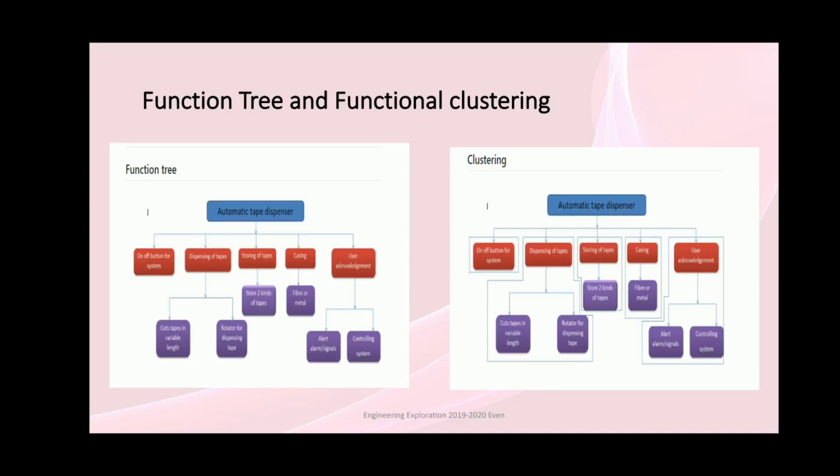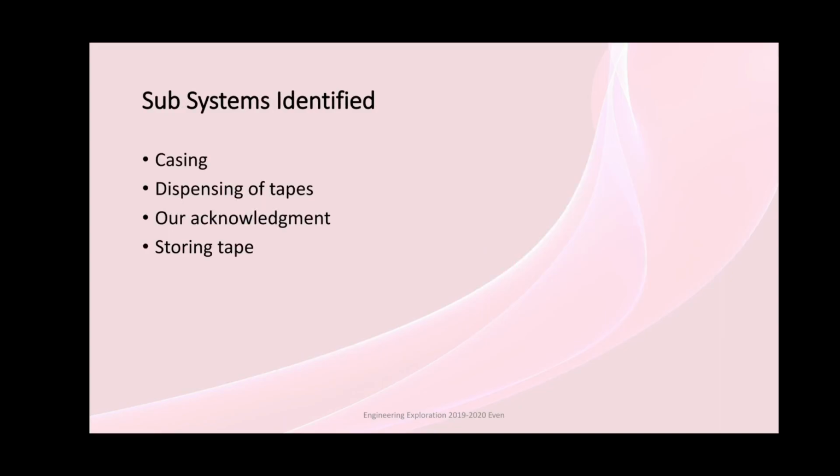Coming to the part of function clustering, our project has been divided into 5 segments. In these, 4 are main functions. Those are dispensing tape, cutting tape, storing tape, and user acknowledgement. In dispensing and cutting, a rotor is used to dispense the tape, and blades are used for cutting the tape. The machine has space for storing the tape. Alert signal and controlling systems come under user acknowledgement. Subsystems identified: casing, dispensing tape, and user acknowledgement.